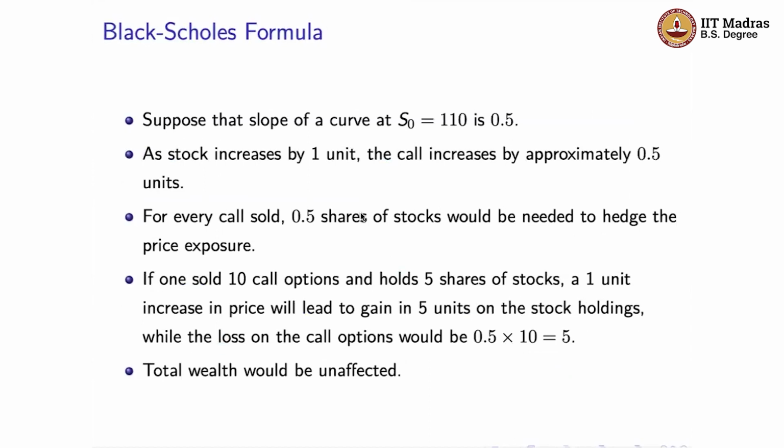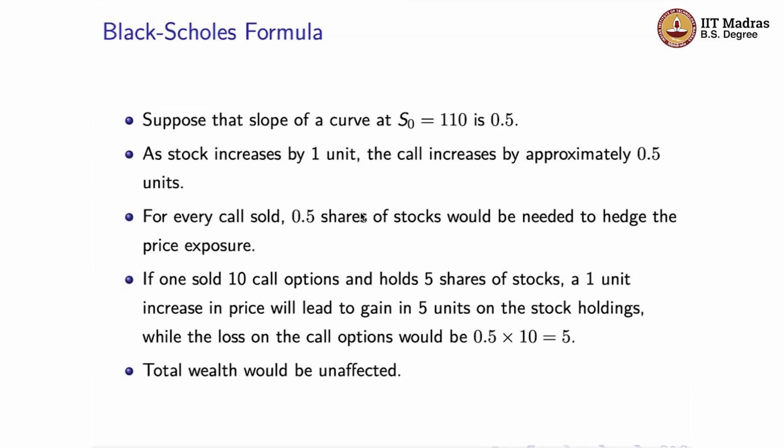So this basically tells you that if you are selling a call option, then for every call option that you sell, you need 0.5 shares of stock in your portfolio to hedge the price exposure, right? Let's understand why this is the case. Suppose that you had sold 10 call options and you are holding 5 shares of stock in your portfolio to hedge this exposure, right?